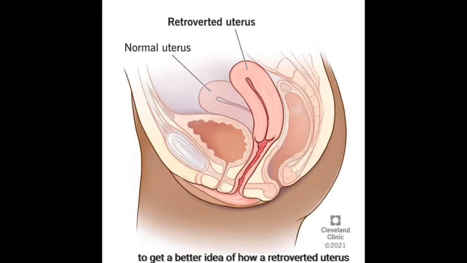To get a better idea of how a retroverted uterus lies in your pelvis, think of your uterus like the letter U. In a retroverted uterus, the curved part of the U is aimed at your lower back. The opening of the U is your cervix. If your uterus is retroverted, your cervix is aimed toward your belly. It's more typical for the curved part of the U to be aimed toward your belly and your cervix to be pointed toward your rectum.